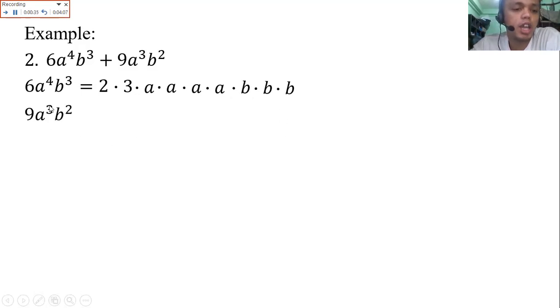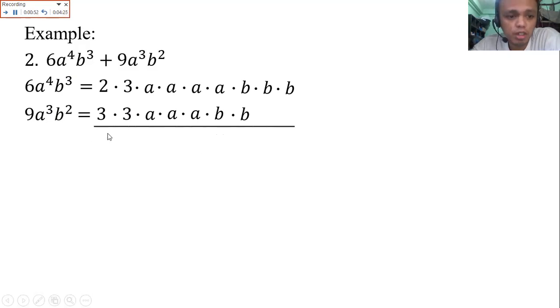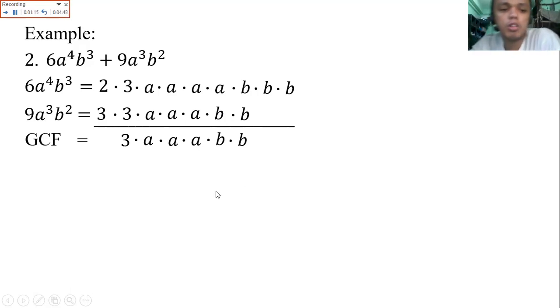Okay? For 9a cubed b squared naman, factors of 9, we have 3 times 3, or prime factors of 9 is 3 times 3. a cubed, 3 yung exponent. We have 1, 2, 3. So, tatlong a. Sa b squared, we have 1, 2. So, dalawa lang kasi b squared lang siya. And then, GCF, bring down natin yung common. We have here 3. We have here a, another a, another a. So, tatlong a lang kasi yung a cubed, tatlo lang a niya dito. Then, for b, ito, 1, 2. So, yan ang magiging mga common factors nila.